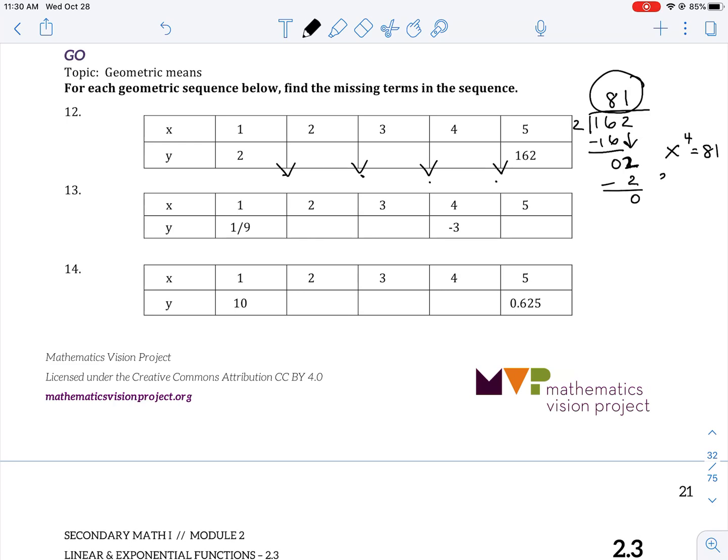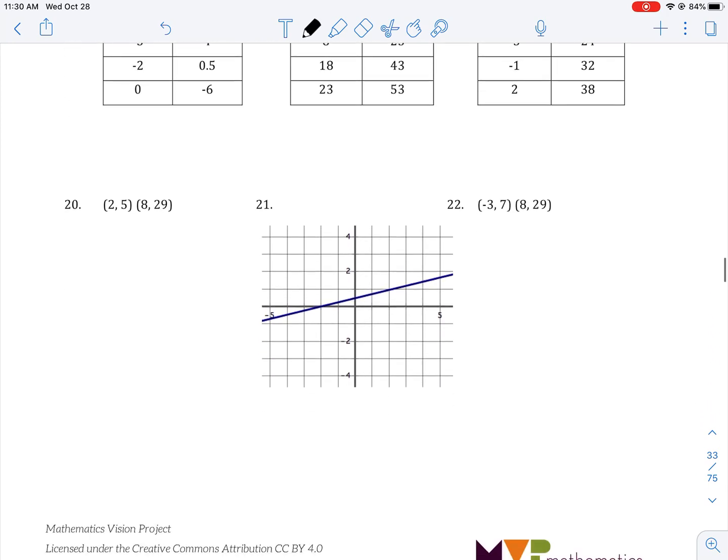So in this case, it's going to be 3 times 3 times 3 times 3. So now I know 2 times 3 is 6. 6 times 3 is 18. 18 times 3 is 54. 54 times 3 is 162, so it checks. So every time we're multiplying by 3 times 3 times 3 times 3 times 3. So please make sure you do all of those goes as well.